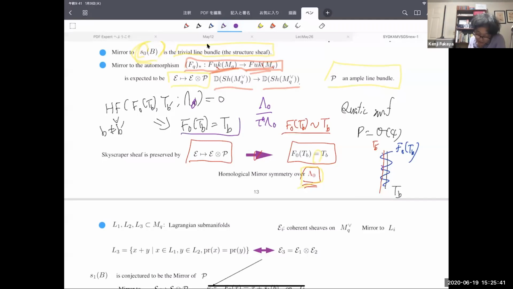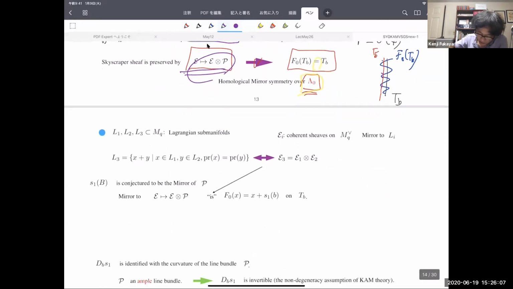So this is the kind of reasoning, and this vanishing probably holds if you can prove this homological mirror symmetry over lambda 0, because this process seems to be okay. But I think practically there is no case where homological mirror symmetry is proved over lambda 0. Over lambda, nowadays there are many examples, but lambda 0 is much harder. But anyway, this is just a kind of speculation.